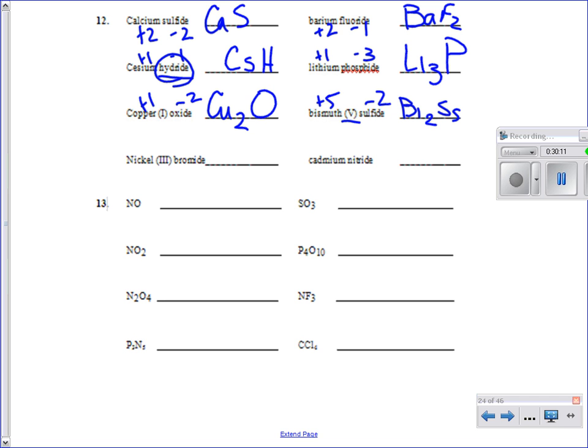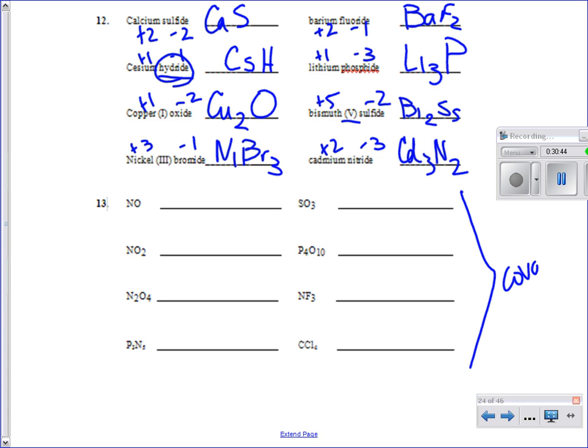Nickel 3 bromide. Nickel is +3, bromide is -1. So what is this? NiBr3. Cadmium nitride. Oh, cadmium doesn't have a Roman numeral. It must only have one charge. What is that charge? +2 and -3, so it's Cd3N2. Okay, good.